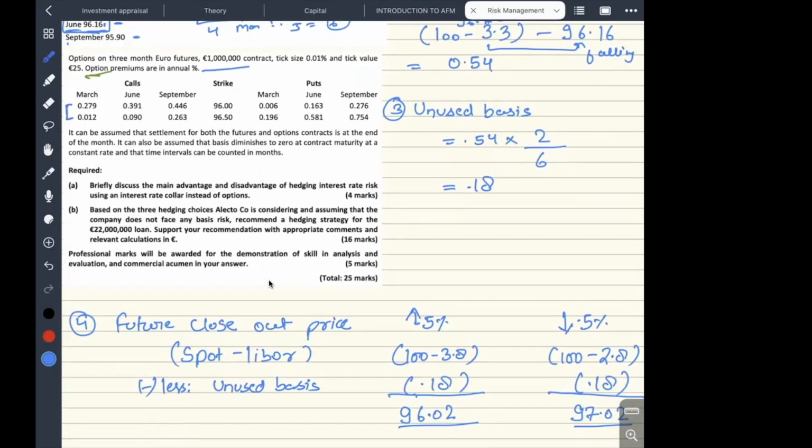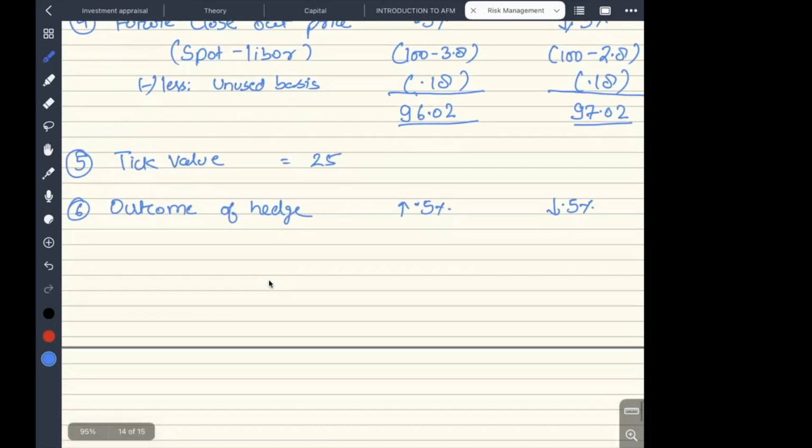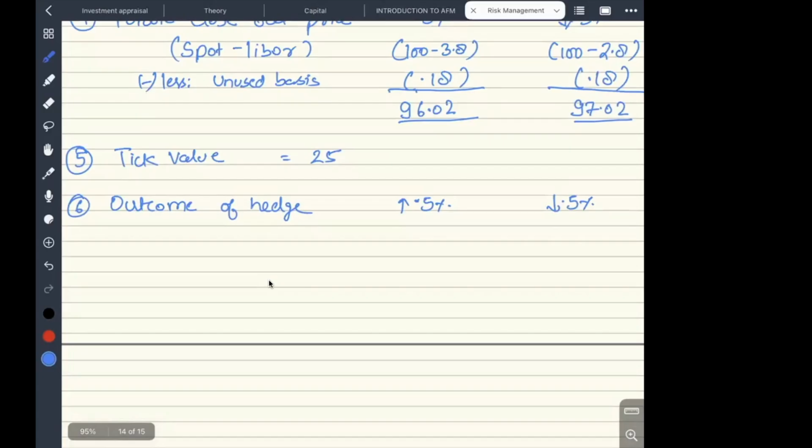Because in all, we have to consider two exercise prices, right? Awesome. So now let's move forward. Outcome of hedge. What is the actual cost of borrowing?